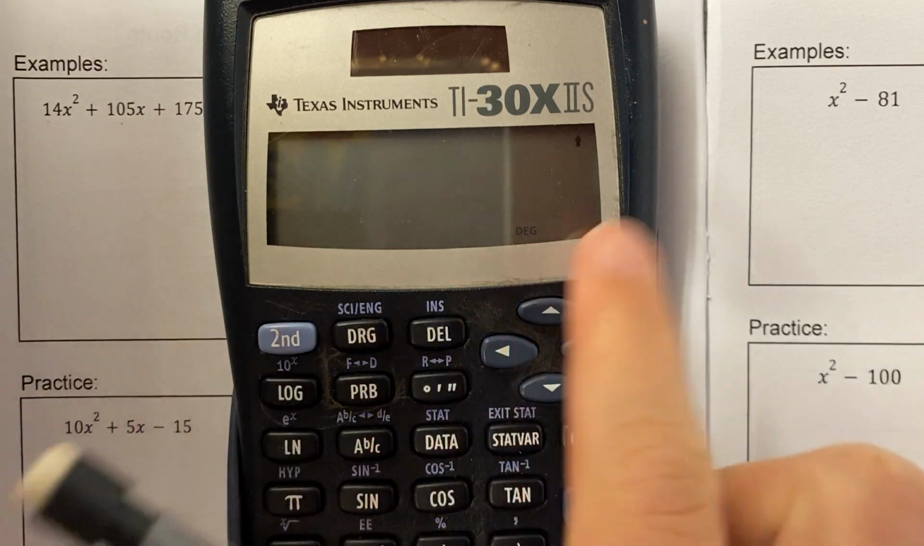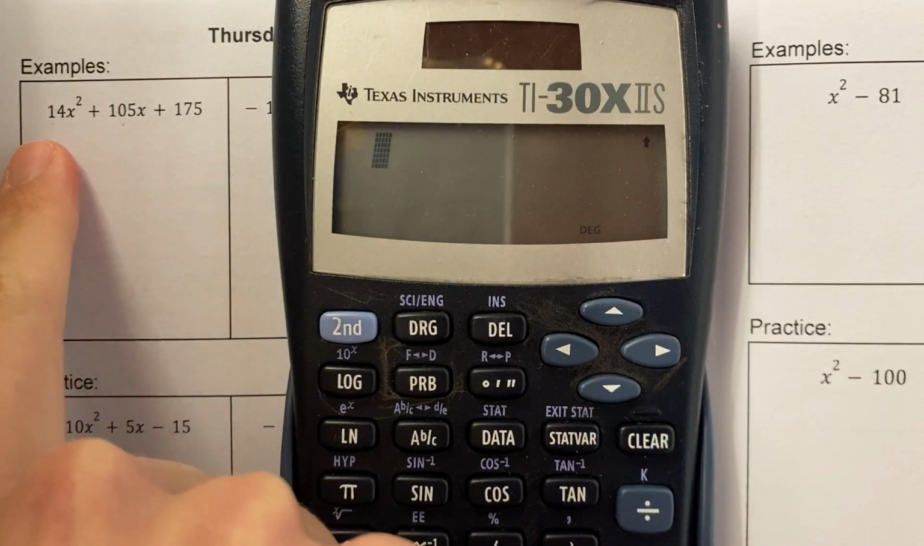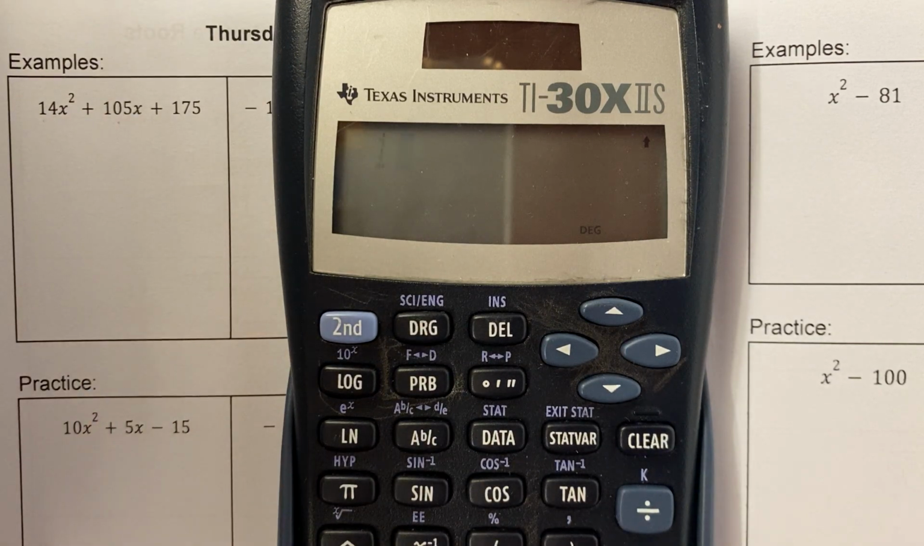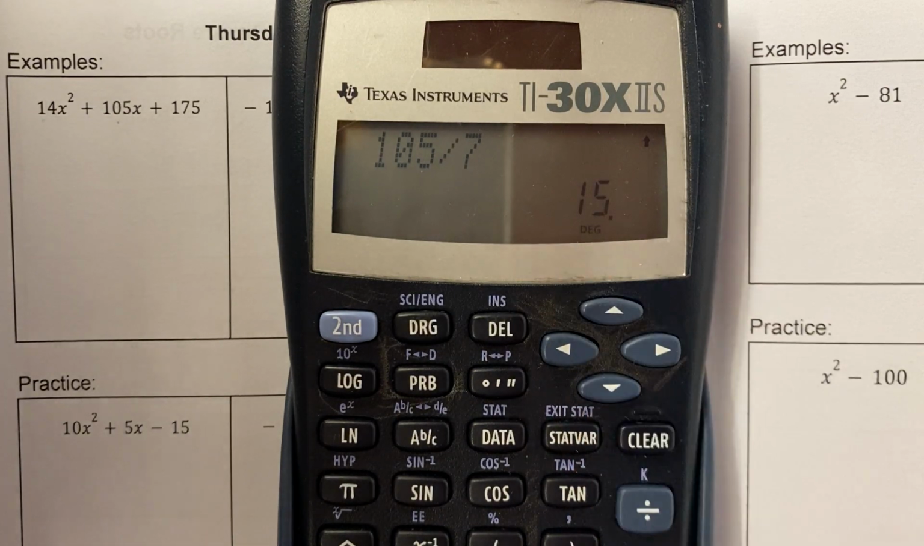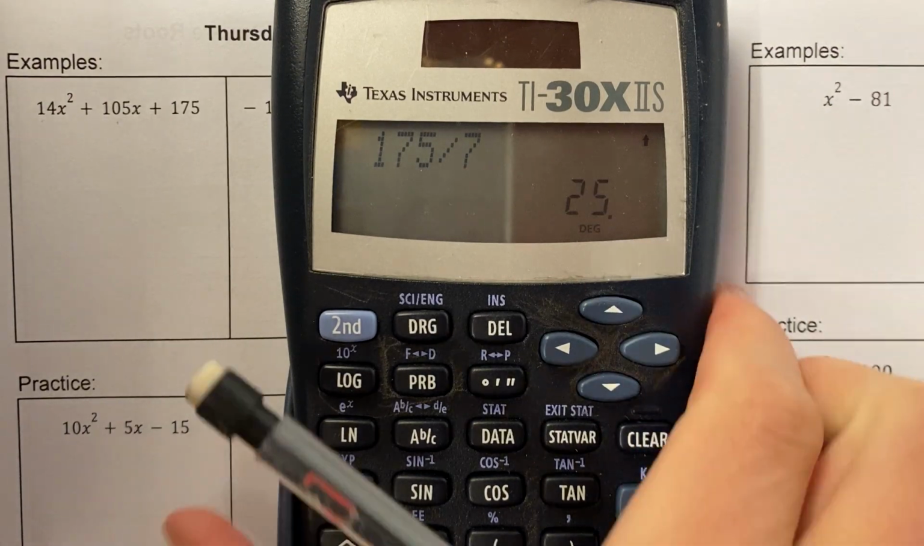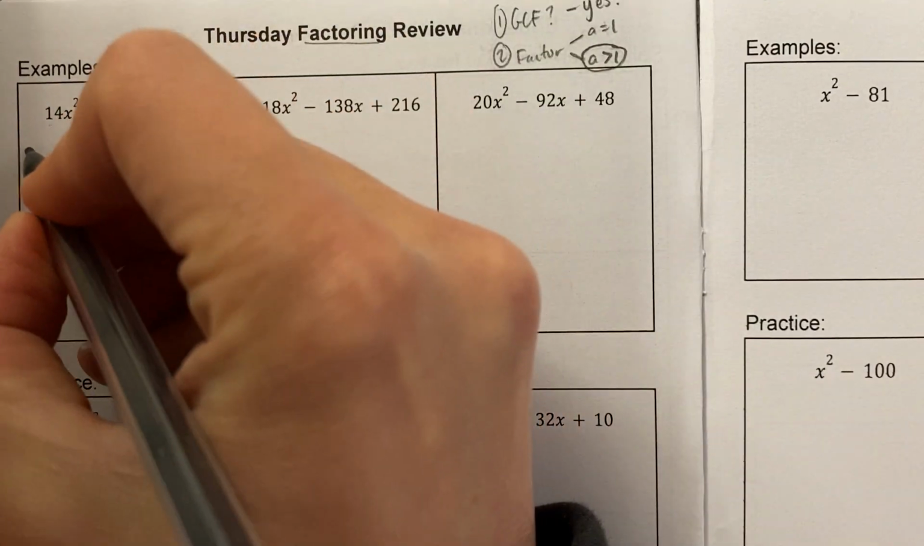Okay? So next, what's another number that multiplies to 14? Well, 14 times 1 is 14. Let's see, what times 2 is 14? 7. So does 7 multiply to 105? Let's see, 105 divided by 7 is a whole number. Oh yeah, that's 15. 175 divided by 7, that's 25. Oh, okay, so 7 is our GCF. 7 multiplies to 14, 105, and 175.